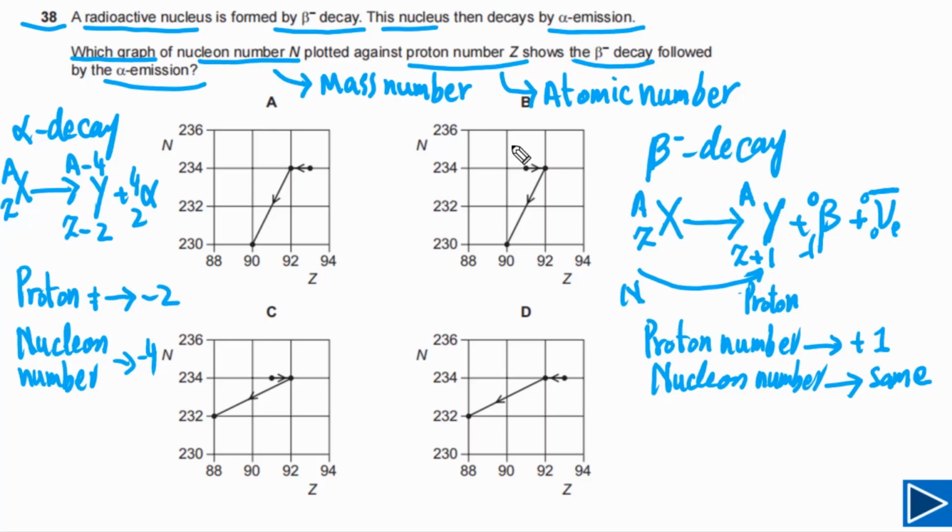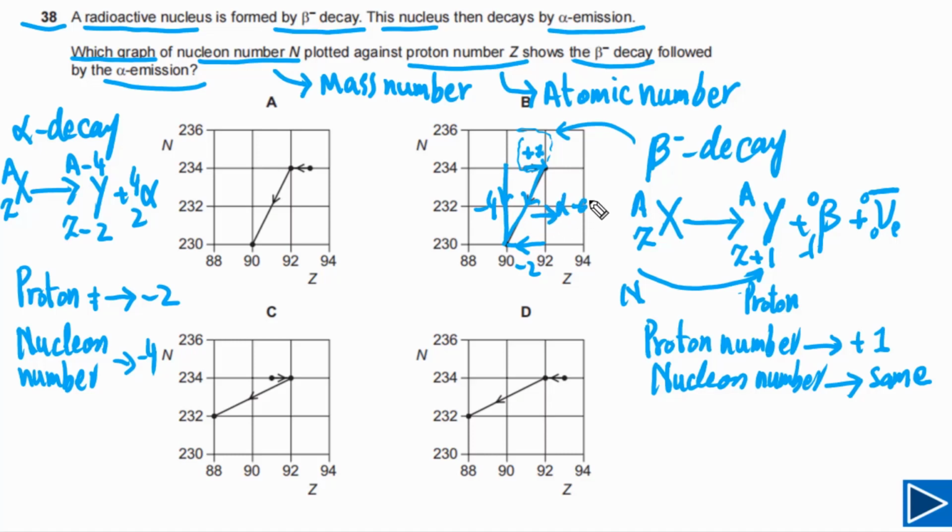If you look at option B, in this case you can see proton number increases by 1, and the nucleon number does not change. So this one is true, and this is beta minus decay. Now if you look at the second part, you can see proton number decreases by 2 and nucleon number decreases by 4. And this is true for alpha decay.